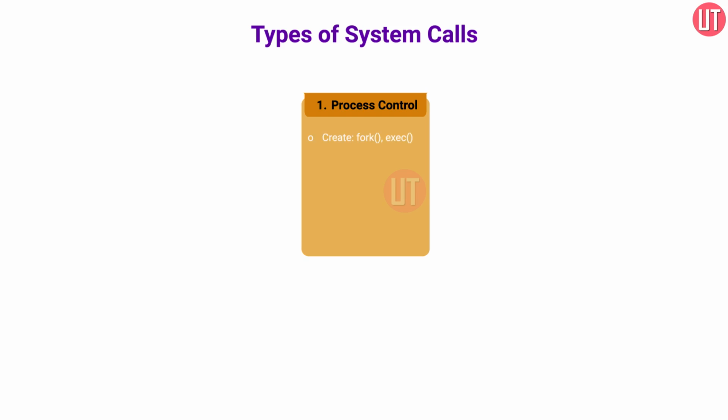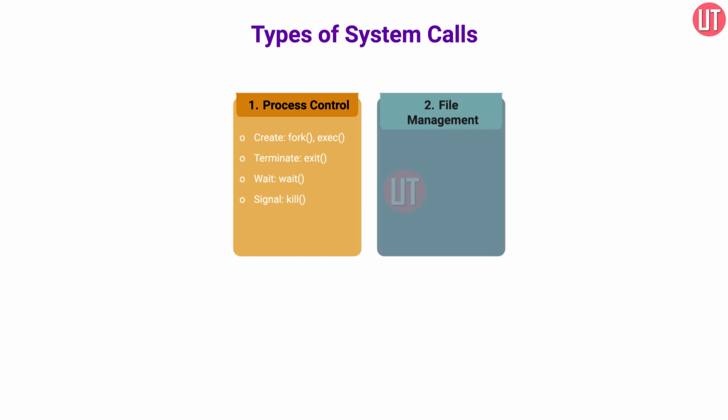Types of system calls. System calls can be broadly categorized based on the type of service they provide. 1. Process control: create, fork, exec, terminate, exit, wait, signal, kill. 2. File management: create, open, read/write, read, write, close.